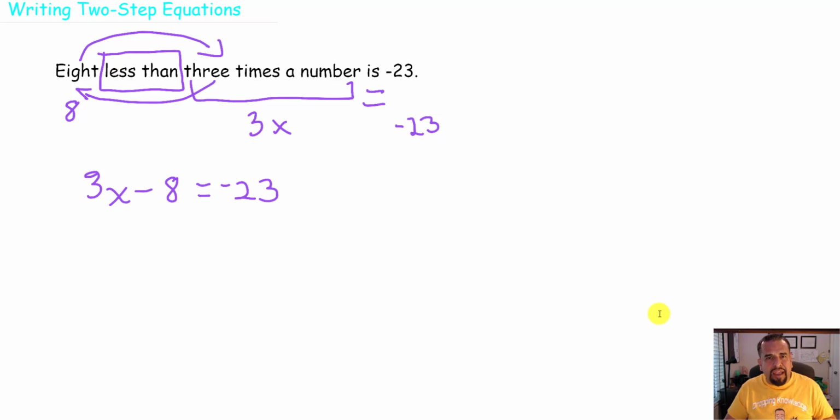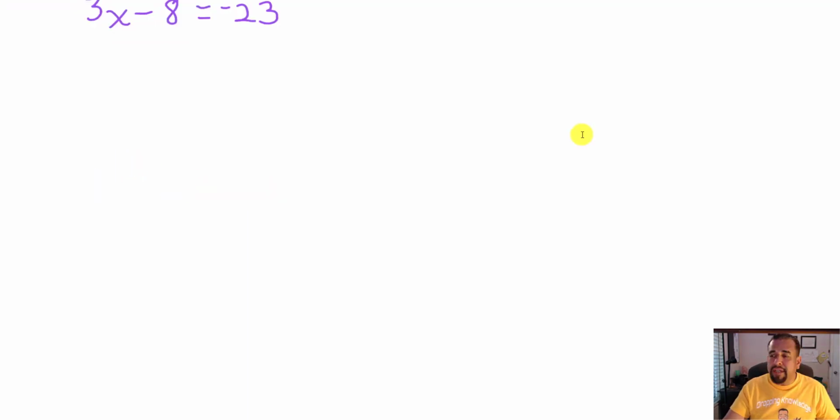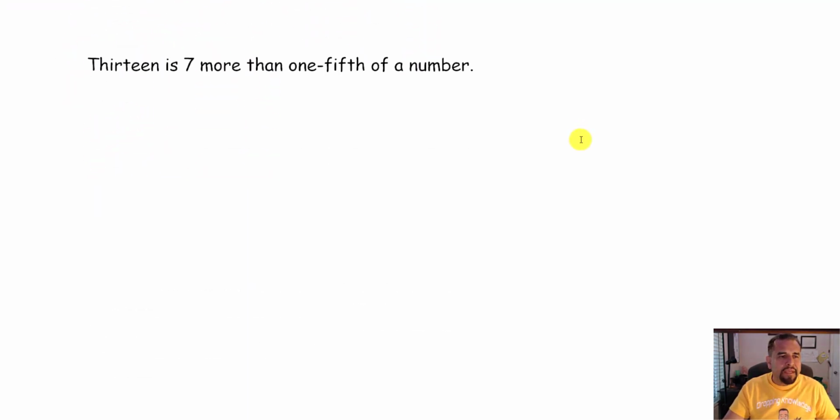Obviously, in the classroom, I'm going to have you solve them. But for now, our main focus is to be able to write two-step equations. Remember, two-step equations are called two-step equations because it requires 2 different operations to solve the equation. Most of the time, they have more than 2 steps to solve it. Okay, so let's take a look at another one here.